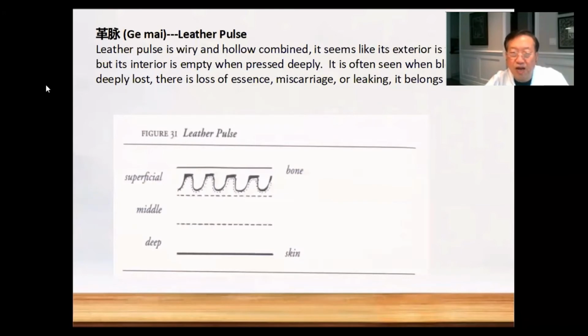Gemai, leather pulse. Leather pulse is wiry and hollow combined. It seems like its exterior is tight, but its interior is empty when pressed deeply. It's often seen when blood is deeply lost. There's loss of essence, miscarriage, or leaking, and it belongs to yin.